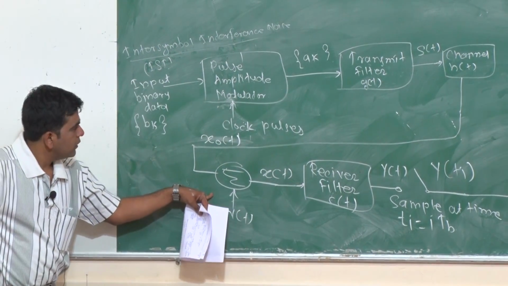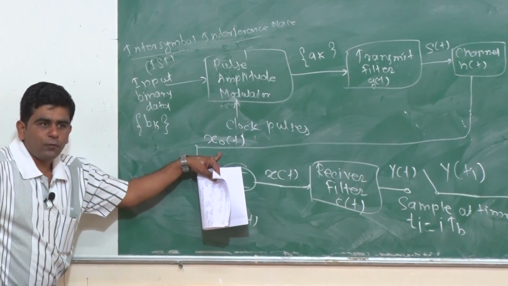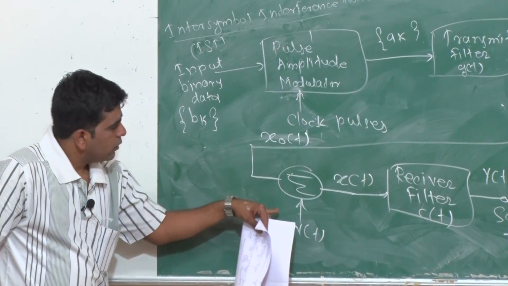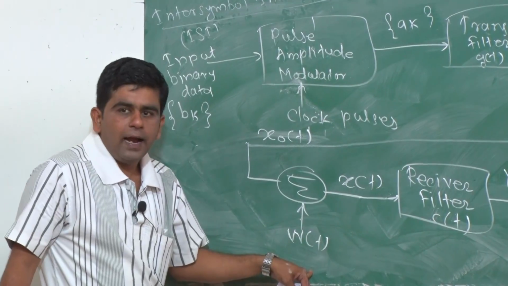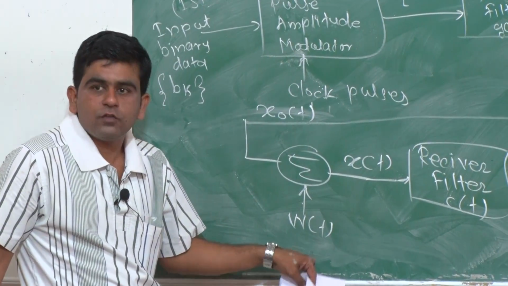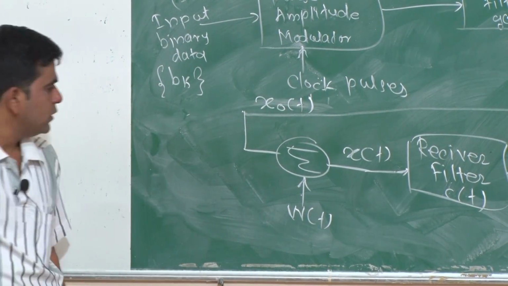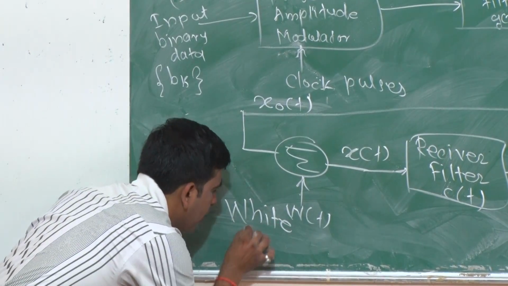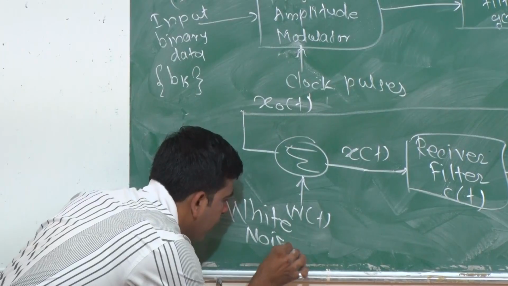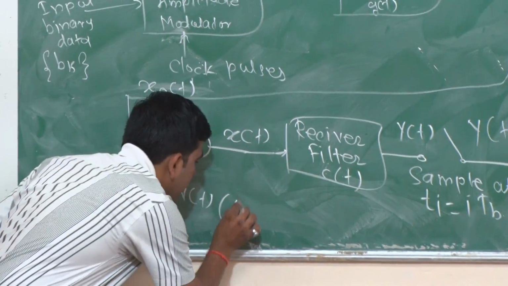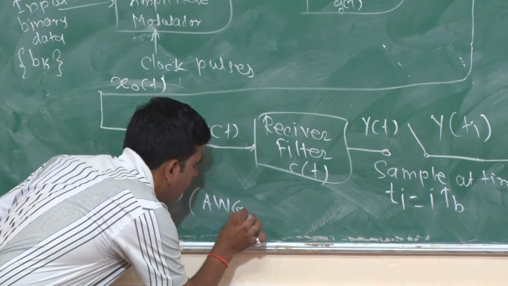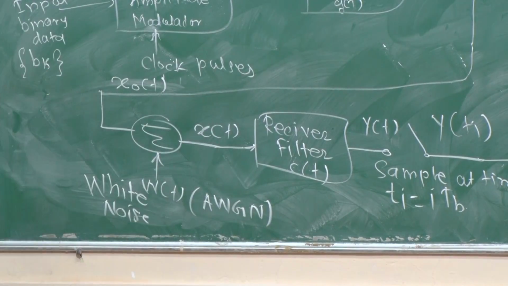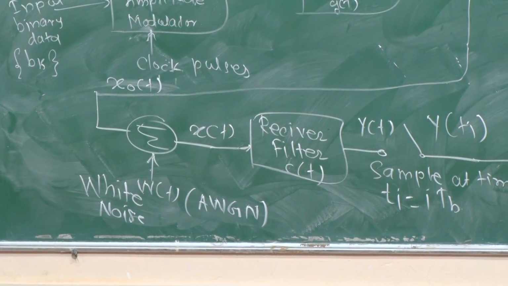Before receiver we are having x0 of t. Here noise is going to add. Here we have to consider w of t. It is a white noise, or to be specific, this one is additive white Gaussian noise.